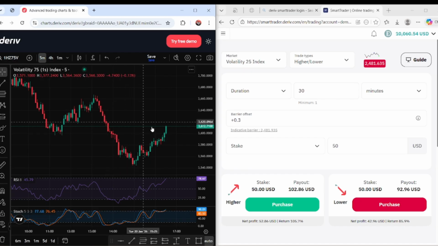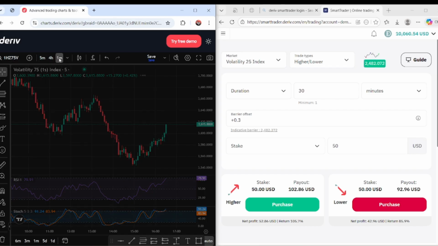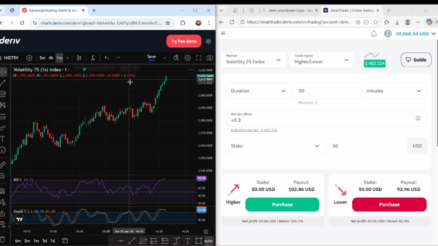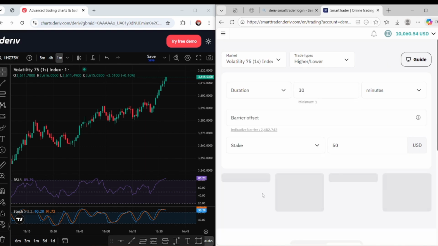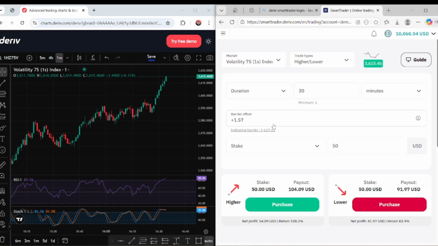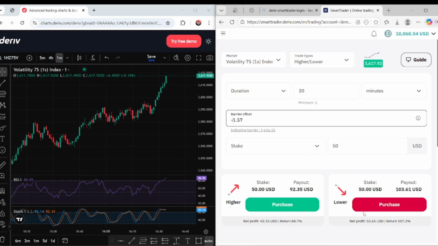I don't think this is a very good opportunity trade, but let me just go back to my 1 minute. Since 5 minutes is overbought, 1 minute is also overbought. So what I'm going to do now is change this to Vix75 1x. It is going to be a sell trade, which is a lower tick, so I'm going to change this to minus, and nothing much, nothing special.